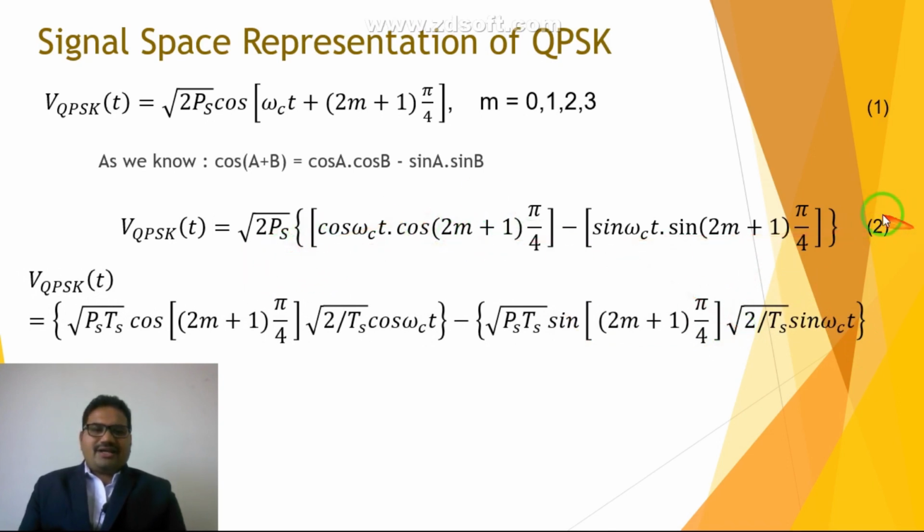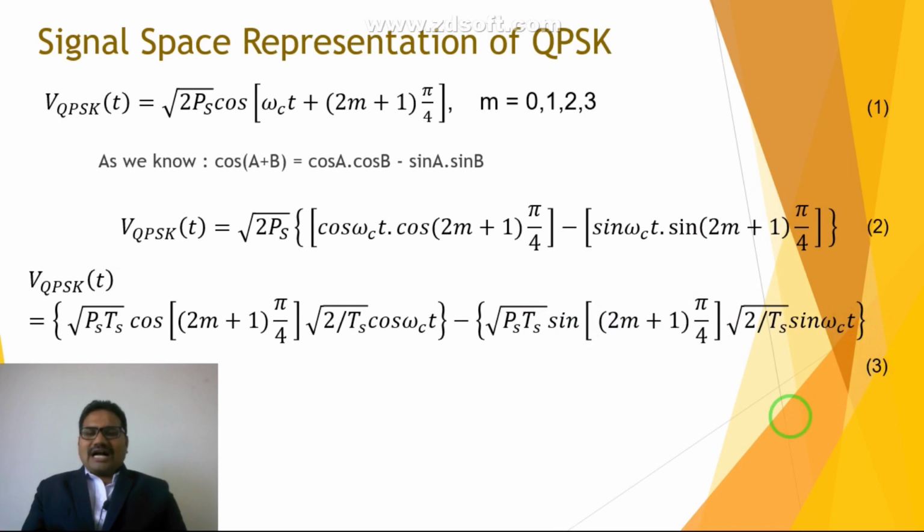See, we have rearranged this equation number 2. We have introduced this term Ts, and we have put Ts into the square root. So we can write it as square root of Ps into Ts, that is cos of (2m plus 1) pi by 4 into square root of 2 by Ts cos omega ct, minus, similarly, square root of Ps into Ts sine of (2m plus 1) pi by 4 into square root of 2 by Ts sine omega ct. Make it as equation number 3.